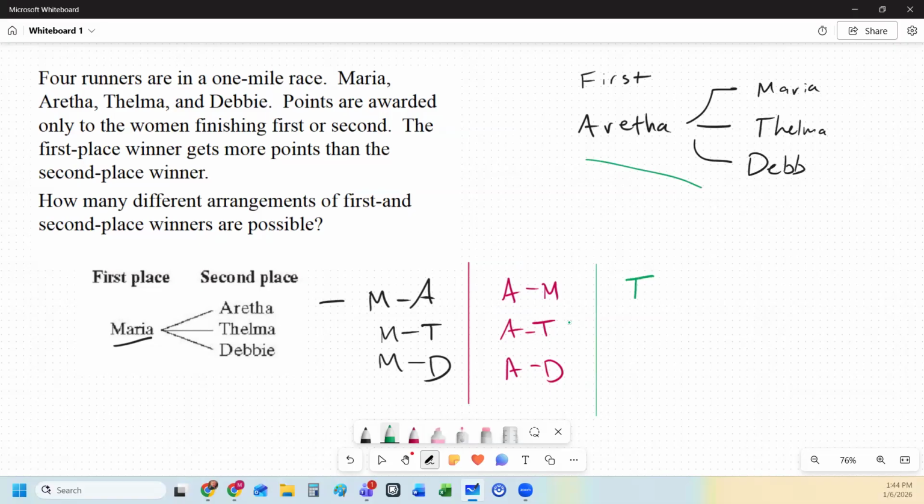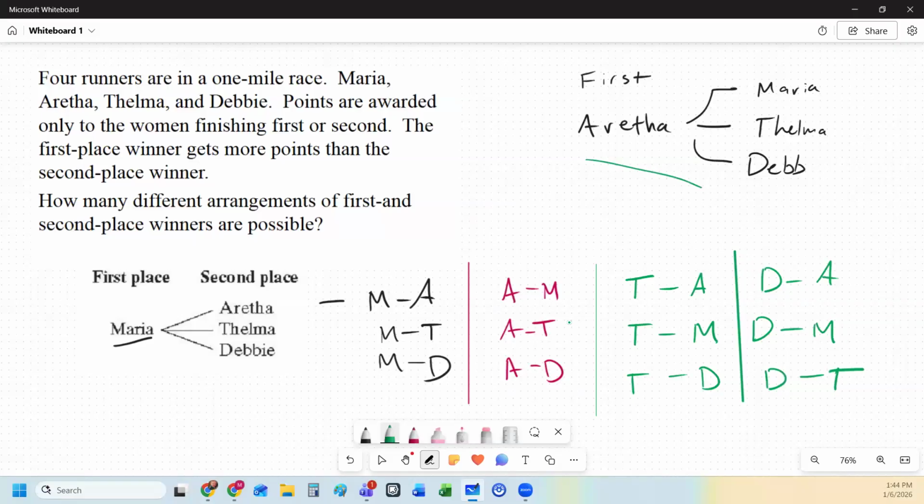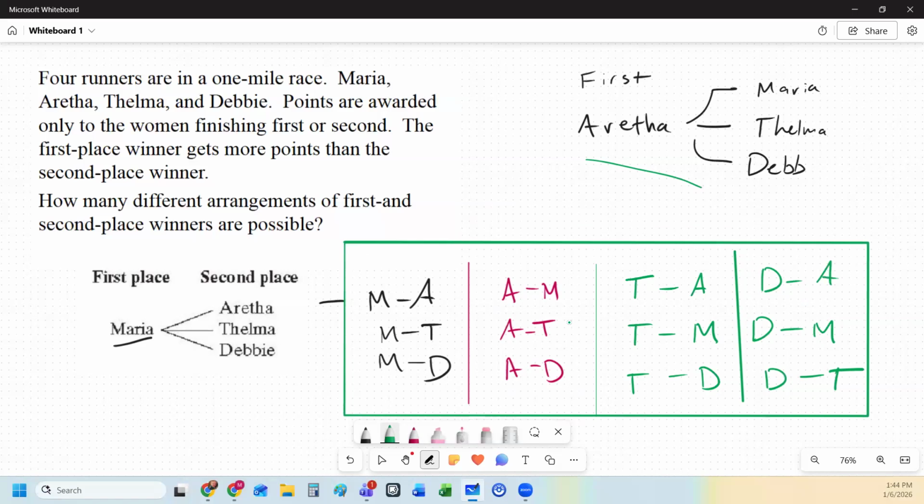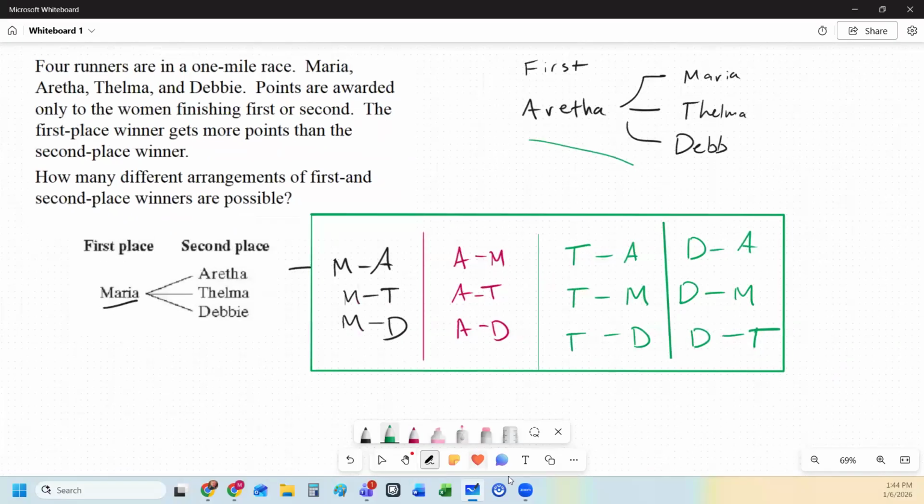Thelma might win. And if Thelma wins, I could have Aretha in second place, or I could have Thelma and Maria, or I could have Thelma and Debbie, or I could have Debbie win with Aretha as second place, Debbie win with Maria in second place, or Debbie with Thelma in second place. And all in all, this is all of them. So I have 12 total possible combinations.